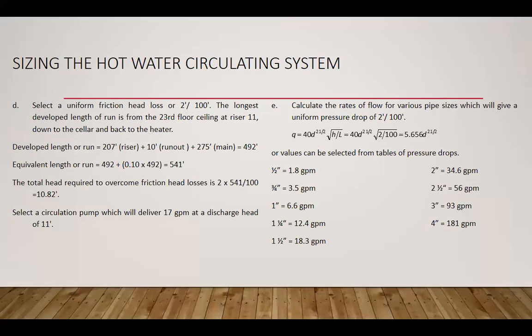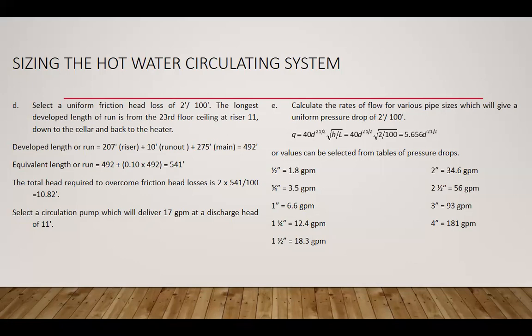Now, select a uniform head loss of 2 feet per 100 feet. The longest developed length of run is from the 23rd floor ceiling at riser 11 down to the cellar, the basement, and back to the heater.